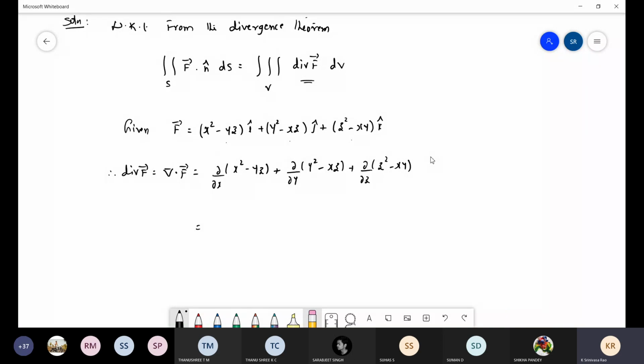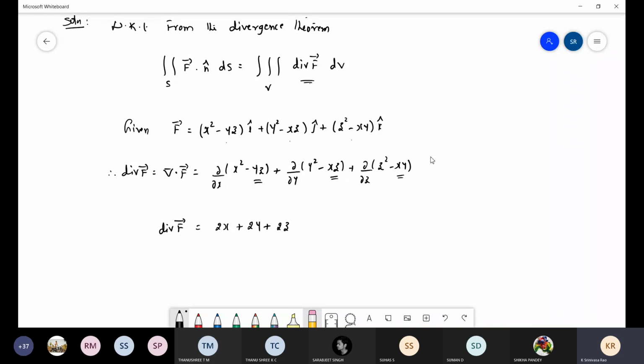Yes. Now differentiate partially with respect to x: 2x. So 2x plus 2y plus 2z. Partially with respect to x, yz is 0. With respect to y, xz is 0. With respect to z, xy is 0. Okay, partial, no? That becomes constant, 0. So this is div F. Okay, that I can substitute in the RHS.